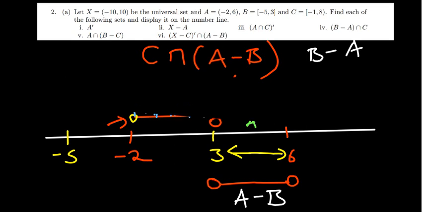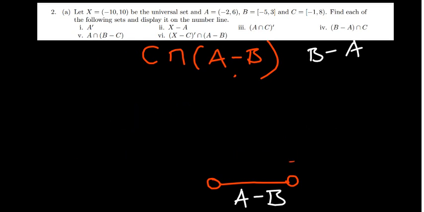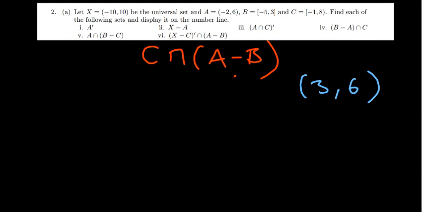Kindly mute your mic. So I've explained now how we found A minus B. We've seen that our result is from 3 all the way up to 6 for A minus B. So we found our A minus B.